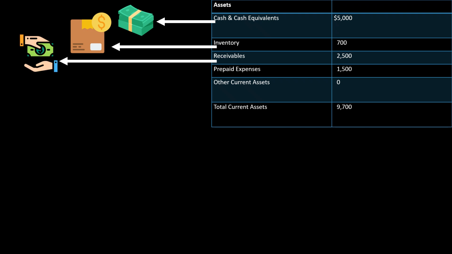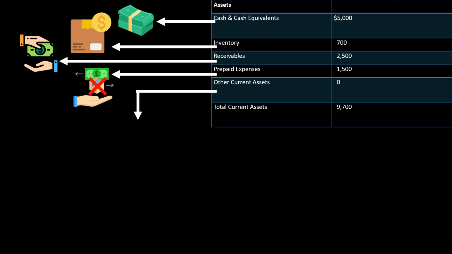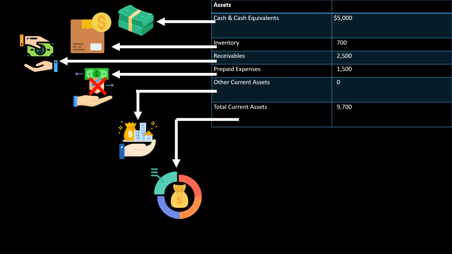Receivables are the money yet to be paid by customers. Prepaid expenses are goods or services the business has paid for but hasn't received yet. Other current assets are current assets that couldn't fit in the previously stated rows. Total current assets are all the business's current assets added up.